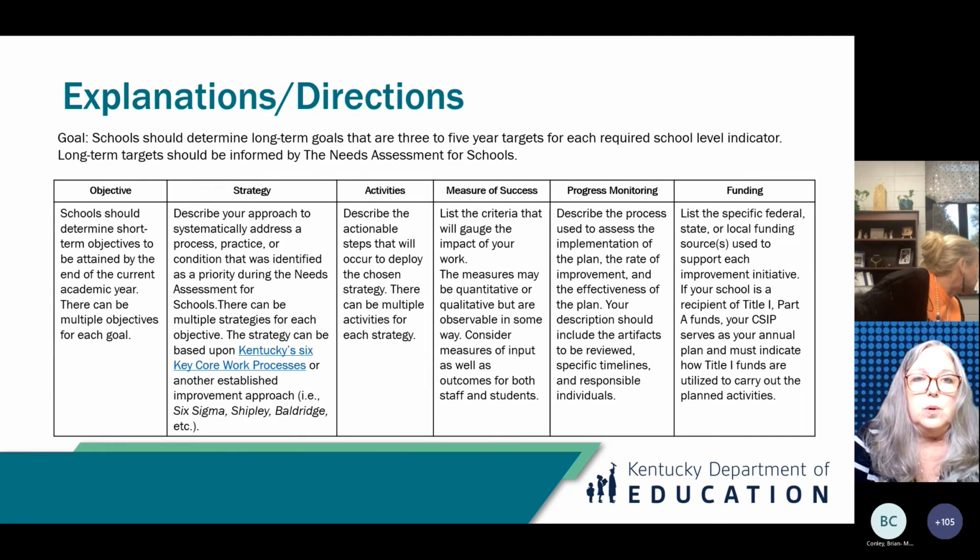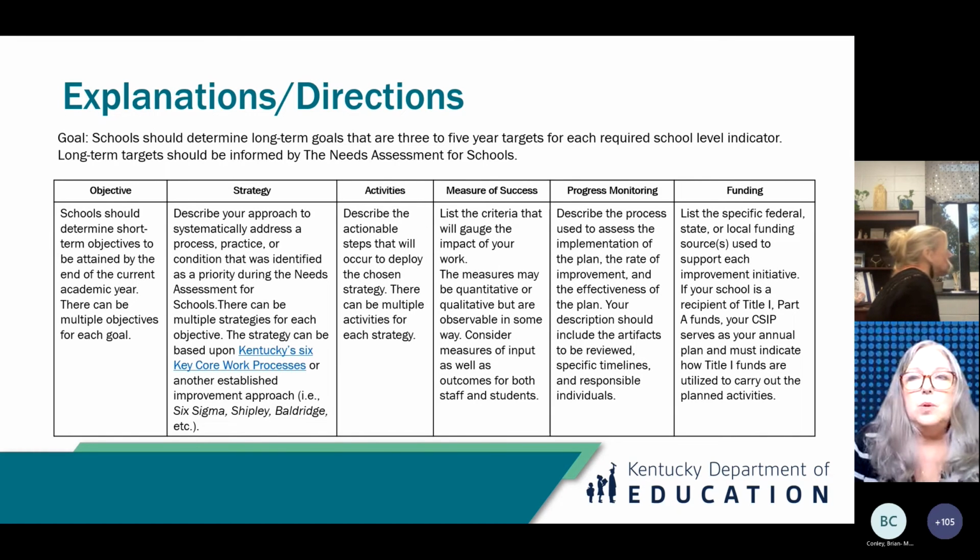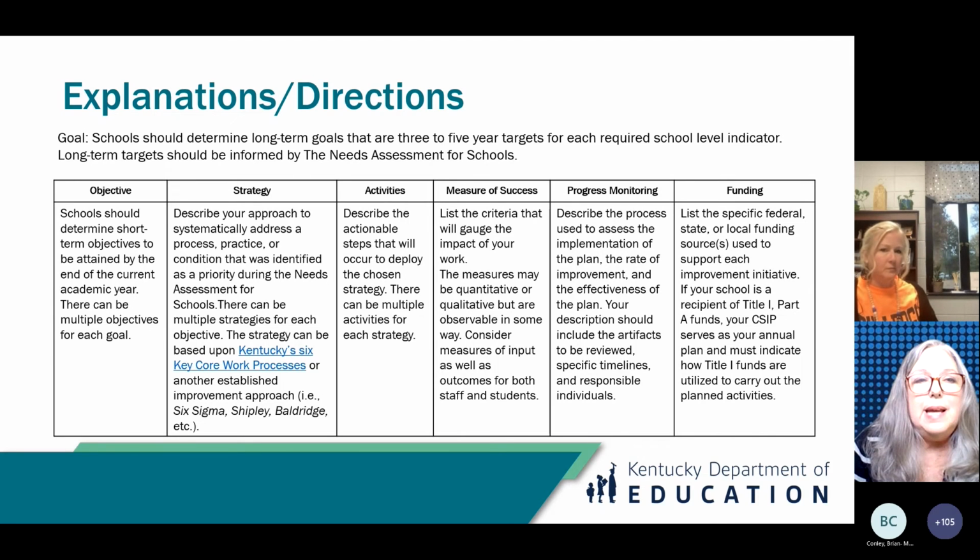So schools for the goals should determine their long range goals. So again, those are 3 to 5 year targets for your goal. And you'll need that for each school level indicator. And those targets are going to be informed from that needs assessment. So Ruth talked about the needs assessment earlier and how you review your current plan, how you look back, you look forward. Jackie walked us through how you start really digging into those key core work processes and really look at what's working, what's not working. And now it's time to take all of that information and bundle it up into a plan that you're going to use as a living document moving forward.